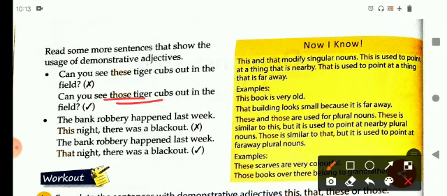The bank robbery happened last week. This night was a blackout. This is the wrong one. The bank robbery happened last week. That night there was a blackout. This is the right one, because here we are talking about the night, that is already denoting the past far away time.